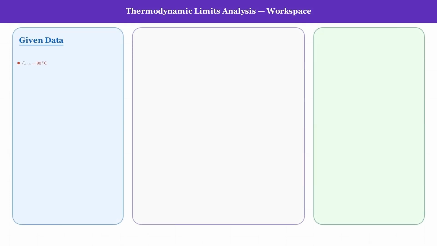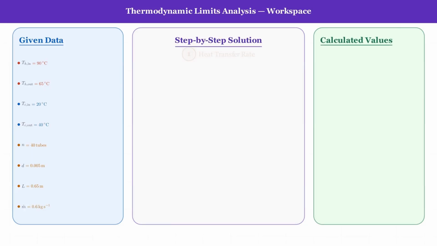On the left panel, all given data is recorded. The 4 terminal temperatures of the water and air streams, the tube count, the inner diameter, the tube length, and the mass flow rate of the hot water. Each of these values will be called into service during the solution. On the right panel, computed results will accumulate as we progress through each step. The center panel is our active workspace.